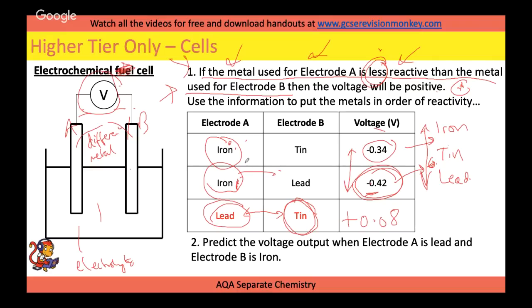Okay, so I answered 2 in 1. I did the reactivity series for that one, and then the second question says predict the voltage output when electrode A is lead and electrode B is iron.